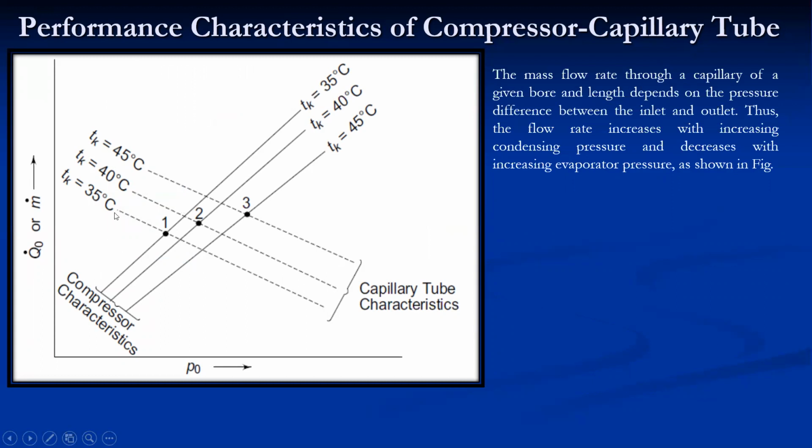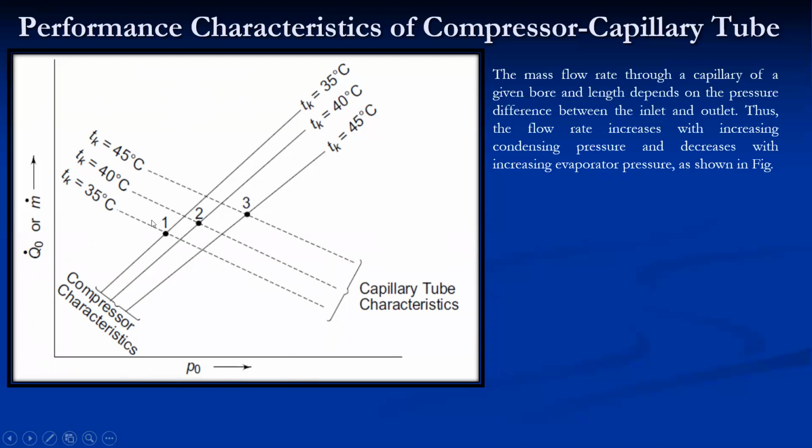Now, first of all, for the same condensing temperature, suppose 35 degrees Celsius, what will happen as the evaporator pressure increases? The cooling capacity. Now, in this case, it is either cooling capacity or mass flow rate, because cooling capacity is again directly proportional to the mass flow rate. So for the capillary tube, instead of cooling capacity, mass flow rate is applicable. As the evaporator pressure increases, what will happen?